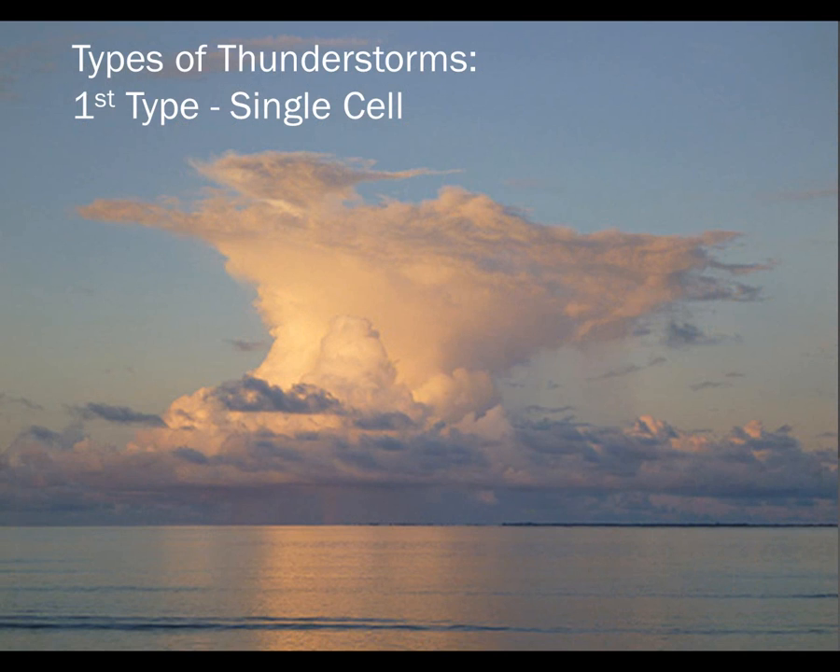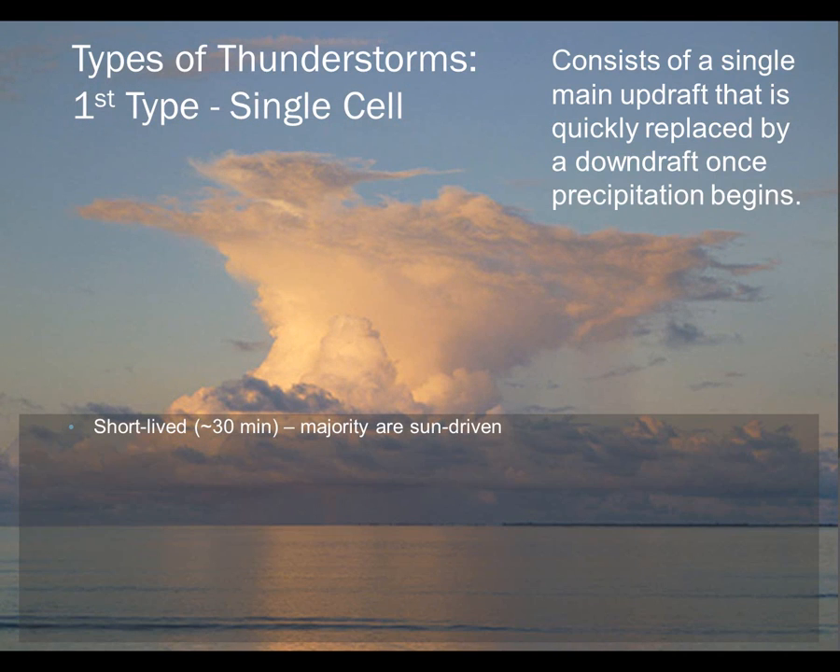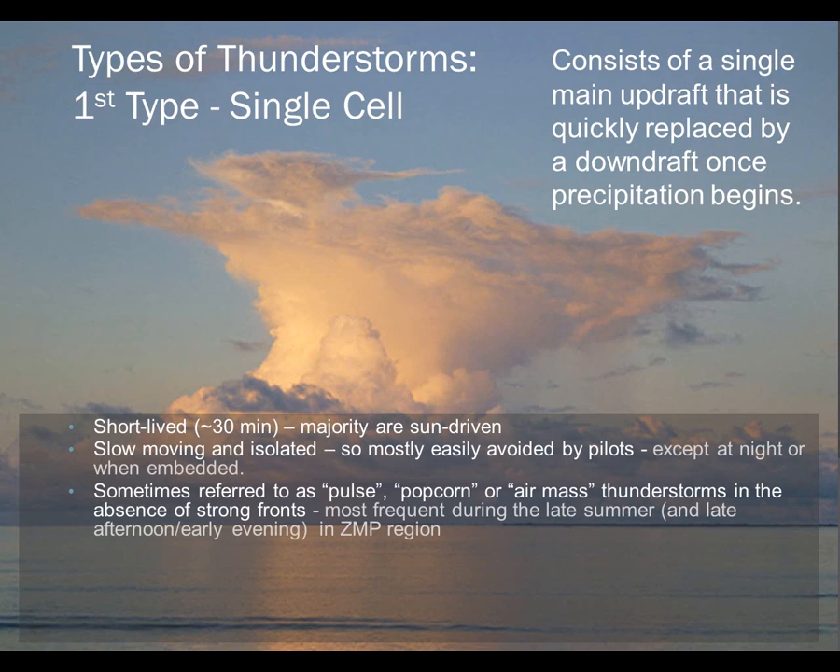Let's review the different types of thunderstorms. The first type is the single-cell thunderstorm, which consists of a single main updraft that is quickly replaced by a downdraft once precipitation begins. These cells tend to be short-lived, usually just around 30 minutes, and the majority are just sun-driven. They're slow-moving and isolated, so mostly easily avoided by pilots except at night or when embedded. They're sometimes referred to as pulse, popcorn, or air mass thunderstorms in the absence of strong fronts.